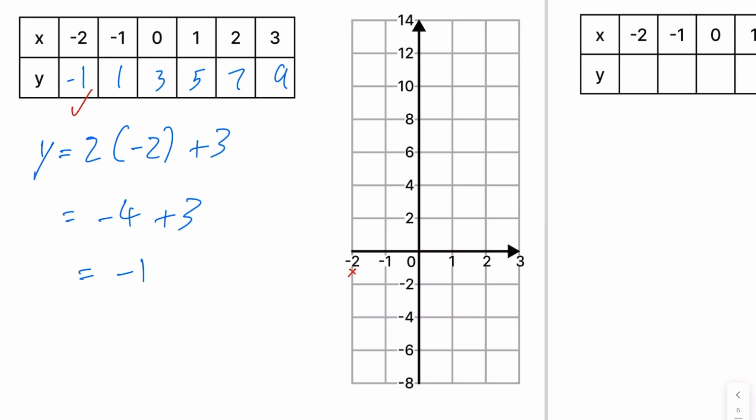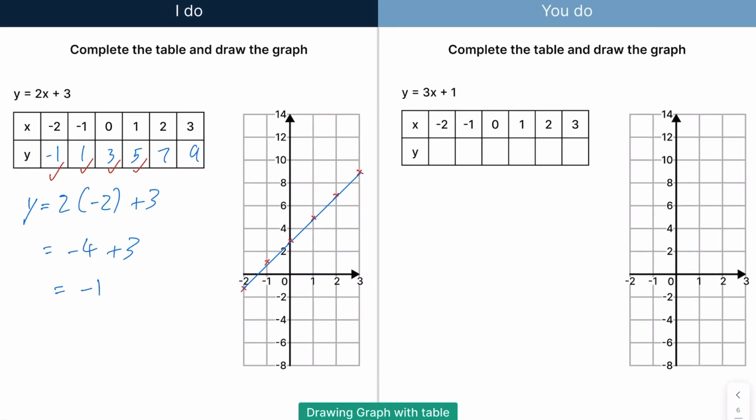Now next we have minus 1, 1. That's there. So you have 0, 3. We have 1, 5. We have 2, 7. And we have 3, 9. And now if I just draw a straight line to connect all of these, that is how you complete a table and draw a graph of an equation.